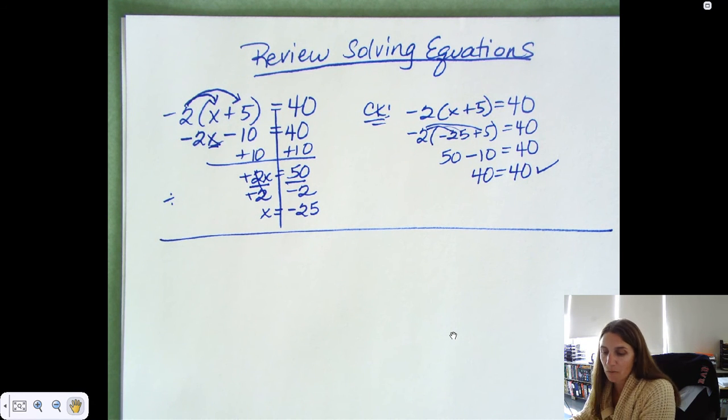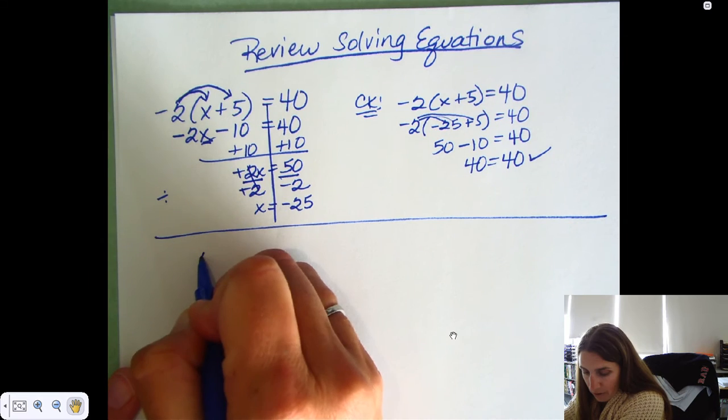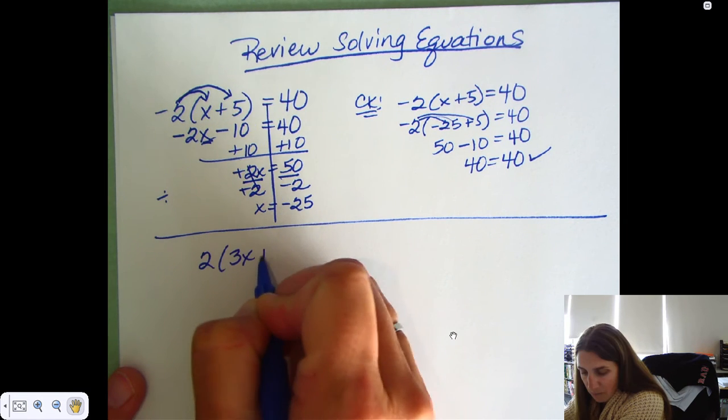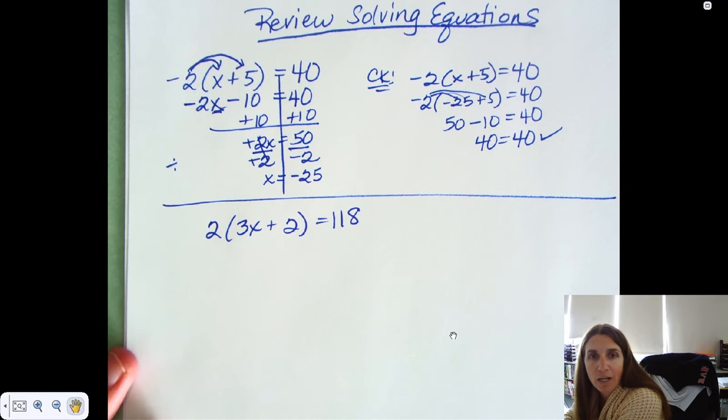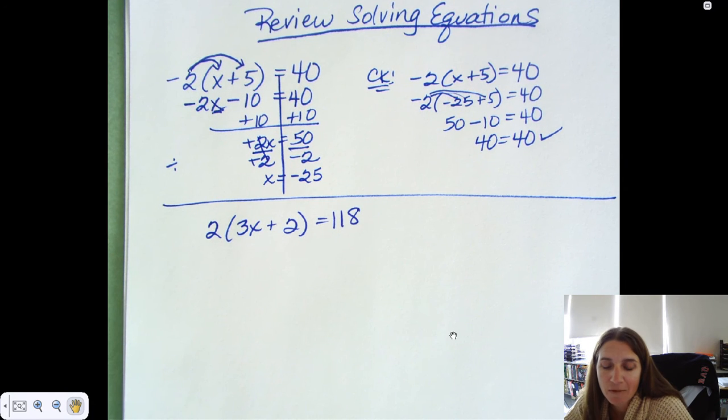Okay? So I'm going to have you guys try one on your own. Go ahead and write down 2 times 3x plus 2 equaling 118. Pause your video and try to solve the same type of equations we just did above by yourself. And when you're ready, restart your video and check your answer.